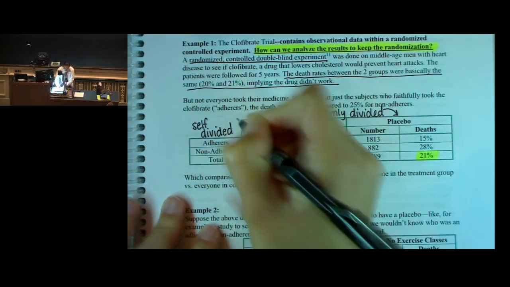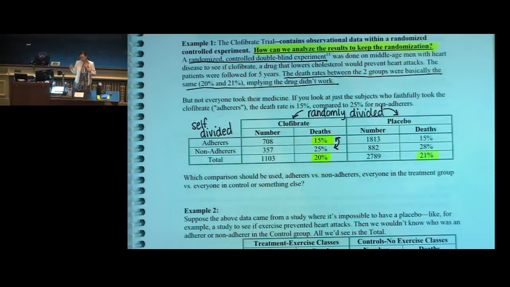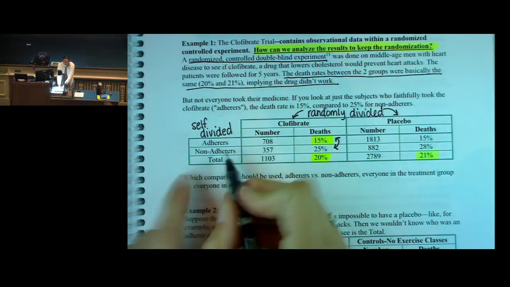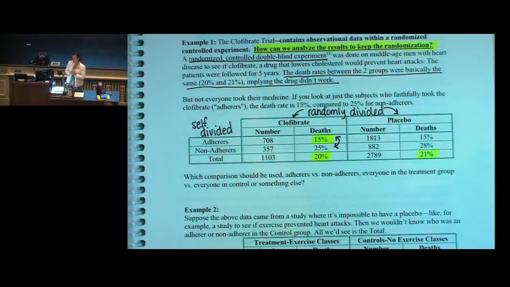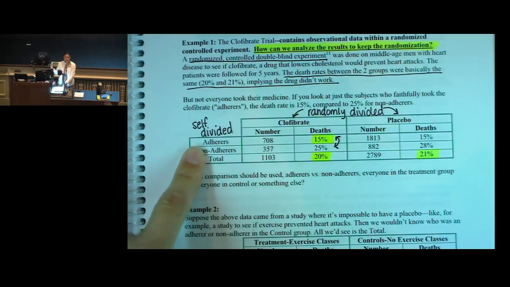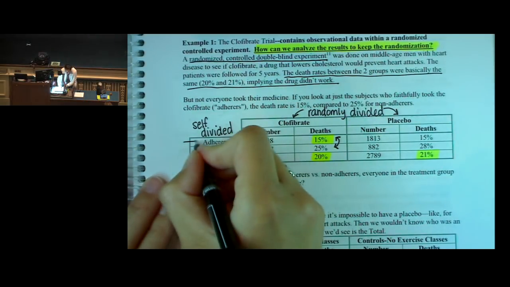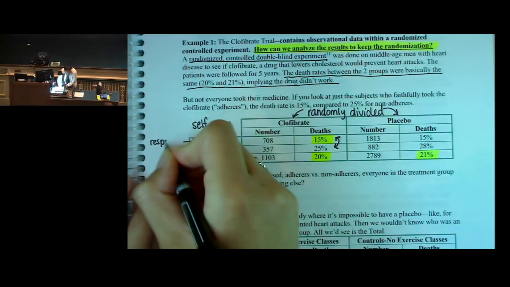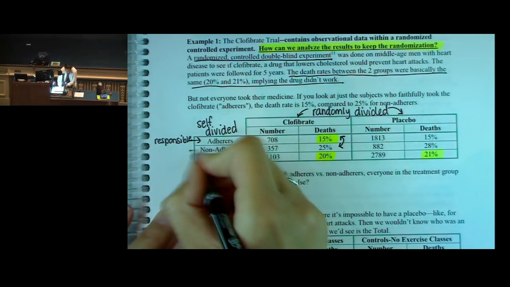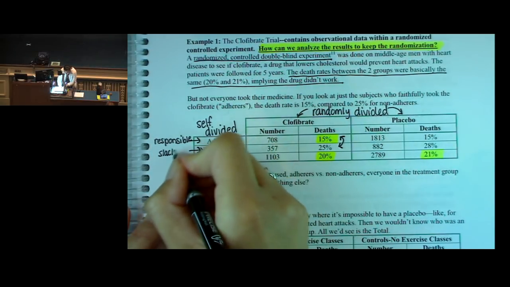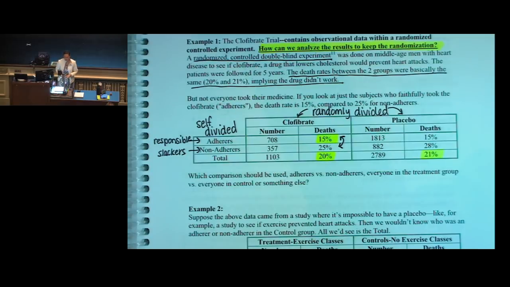There's probably reasons why they decided to take their medicine or why they didn't. People who take their medicine versus people who don't are different in a lot of ways, right? Maybe the adherers, the people that did what they were supposed to do, in general, they might be more responsible, healthy people, all right? That's definitely an option. Maybe these non-adherers are the slackers. Okay, so this isn't good. This whole self-dividing into adherers and non-adherers, that's messing up our results, right?